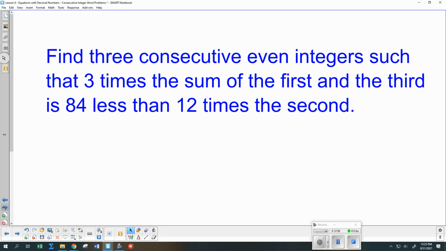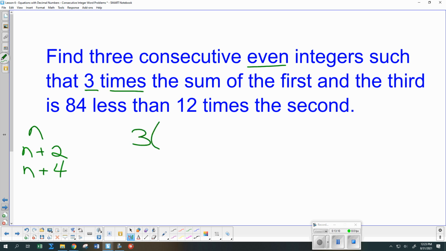3 consecutive, so in a row, evens. So I'm going to pick one to start with. I don't know what it is yet. The next one will be 2 more than that. And the one after that will be 2 more than that. And I've got 1, 2, 3 things listed there. So then I say 3 times the sum, so I'm going to need a plus in there. What are the things I'm adding? I'm adding the first one of these and the third one of these. So n and n plus 4.